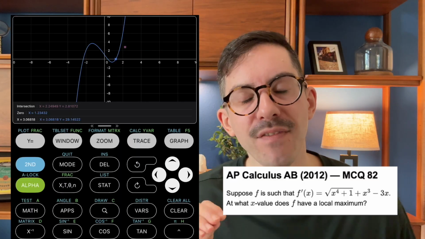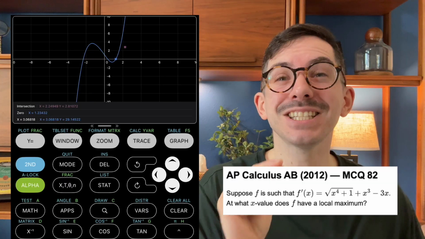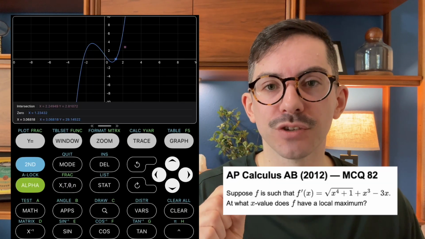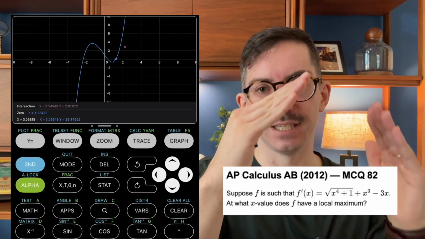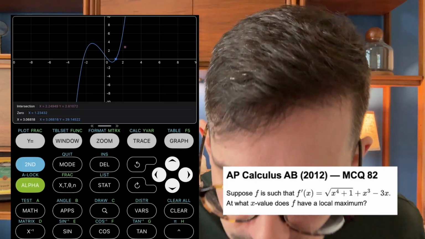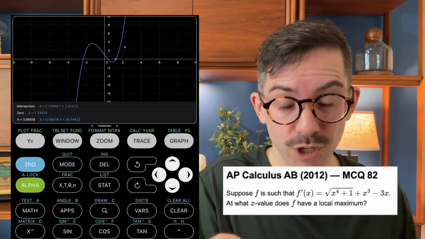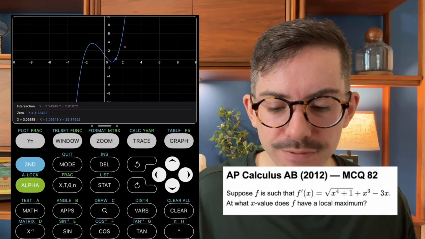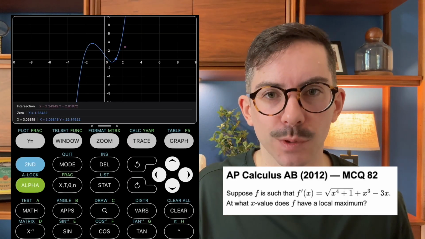Now, where f has a local maximum, again, let's not focus on the calculus too much, but that is going to happen where the derivative of f changes from positive, because my function should be increasing, to negative. I want to have a local maximum occurring. So looking at this graph, I can see f prime, which is what I've graphed, has changed from positive to negative at this point a little bit past x equals 0.